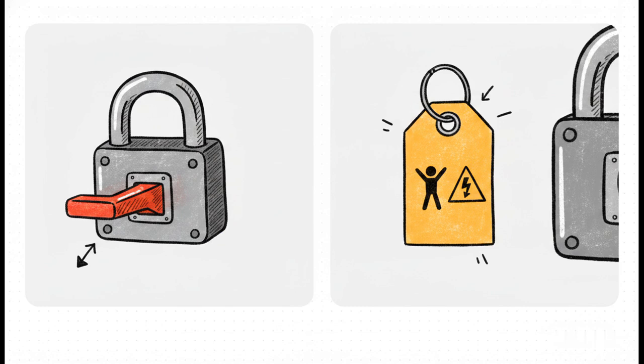The lockout device, that is a physical restraint, like a heavy padlock on a circuit breaker, that physically stops the release of hazardous energy. The tagout portion, on the other hand, is a critical communication device. It's a high-visibility warning attached right to that lock, explicitly stating who placed it there, when they did it, and why, strictly warning anyone else not to touch or operate that machinery.